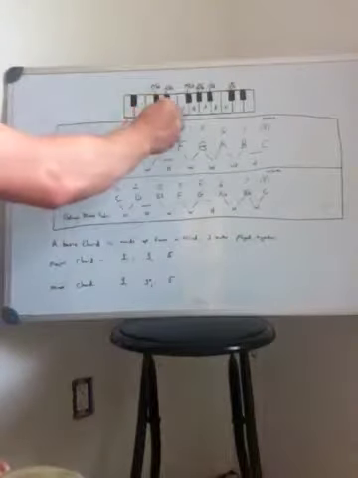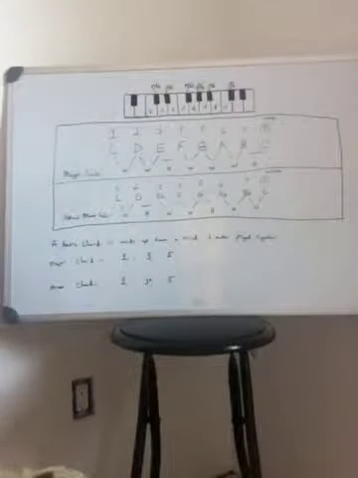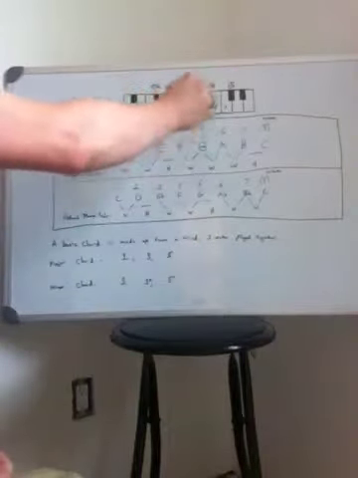Between an E and an F, and the B and the C, there's no tone between those. Just E to F is a half tone, B to C is a half tone. They don't have a sharp or a flat. So each step is called a semitone. Each step is a semitone.